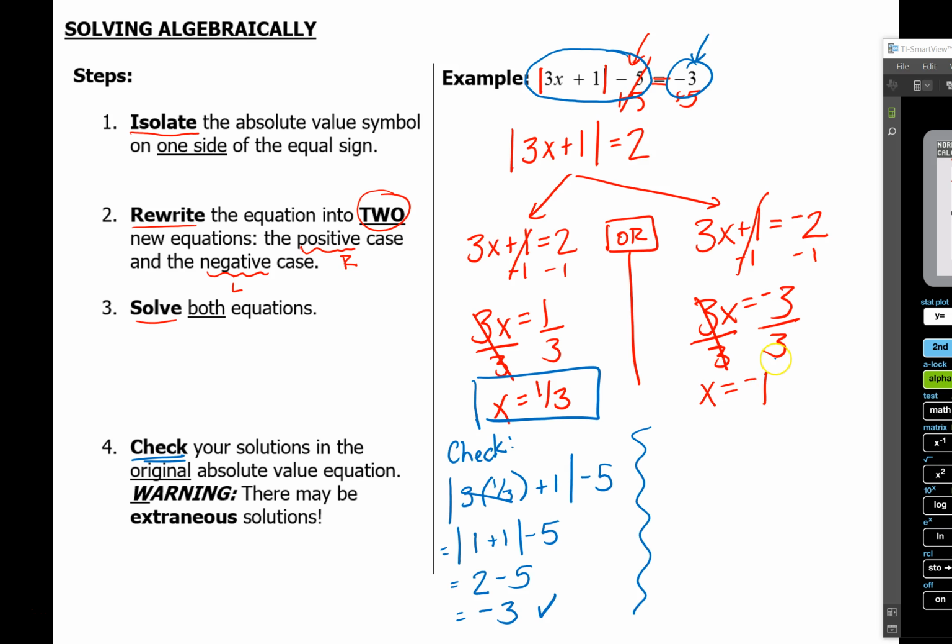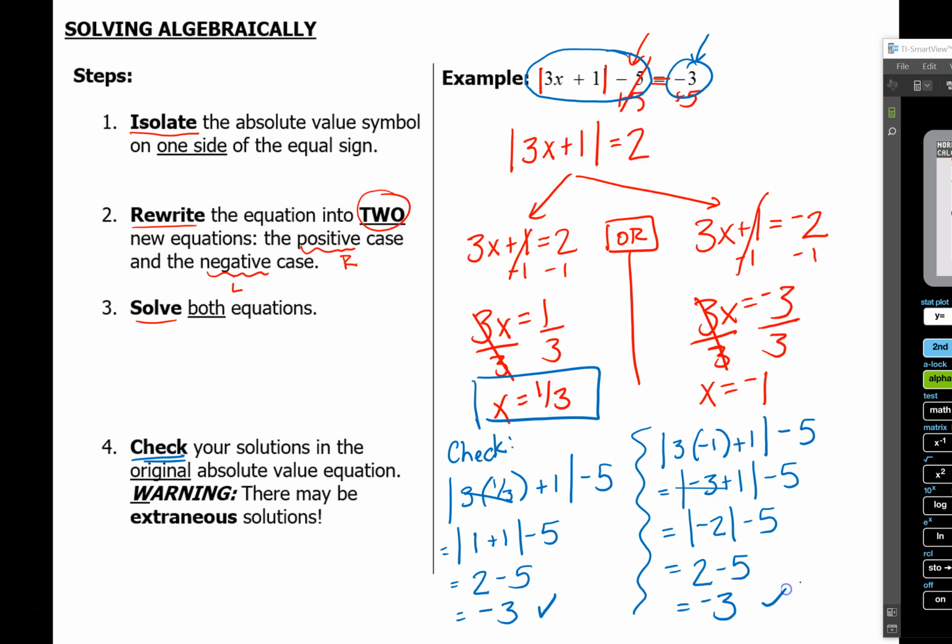This time we're plugging in -1 to the original problem. So the absolute value of 3 times -1 plus 1 minus 5. That is going to give us the absolute value of -3 plus 1 minus 5 outside. And then that is the absolute value of -2 minus 5. The absolute value of -2 is 2, which gives us -3, and that checks because that was what the right-hand side told us our answer needed to be. So for this one, we have 2 solutions. If I wanted to write that in set notation, I would say that -1 and 1/3 are both solutions to this problem.